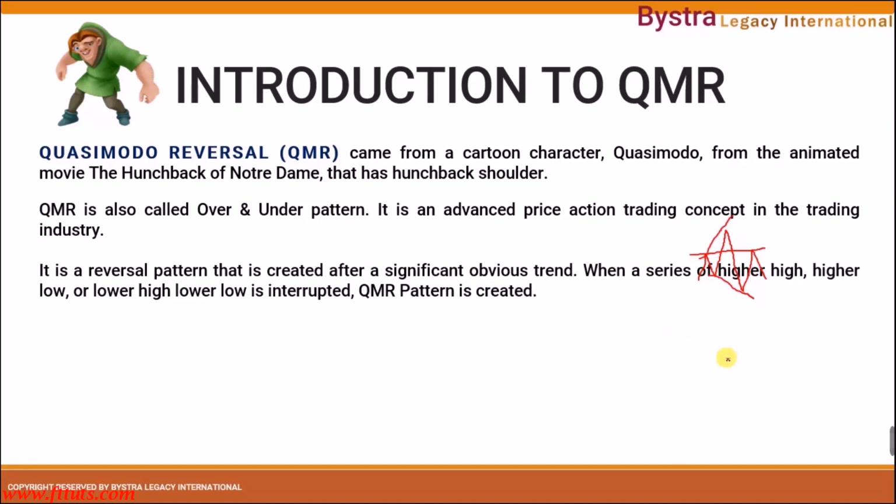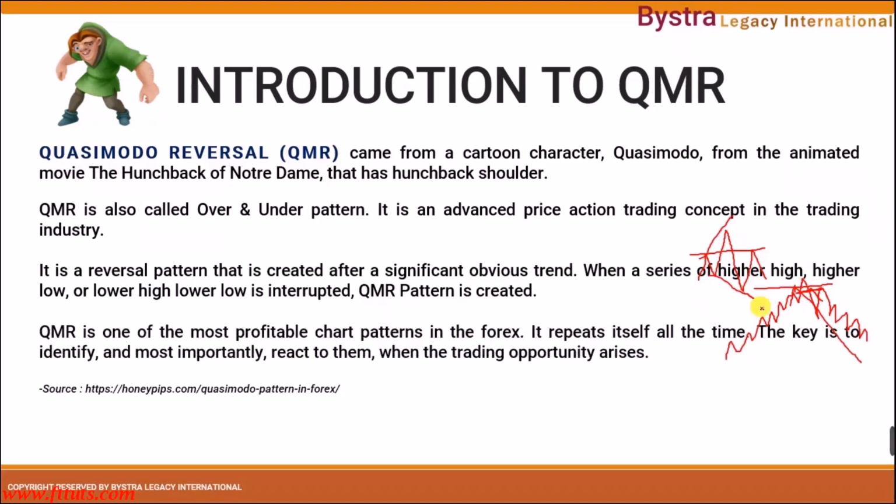For example, when the trend is going upwards, and once it goes up to a certain stage, when price decides to come down, it won't just go up and then pop like that. No, definitely not. It will start to create a QM pattern. So it goes like this, comes back down, breaks the structure, comes back up again to retest this area, and then goes on a downtrend. So when a series of higher high, higher low, or lower high, lower low is interrupted, this is where the QMR pattern is created.